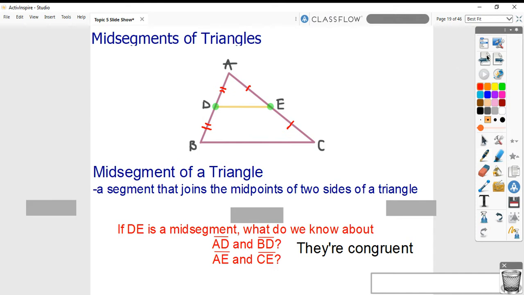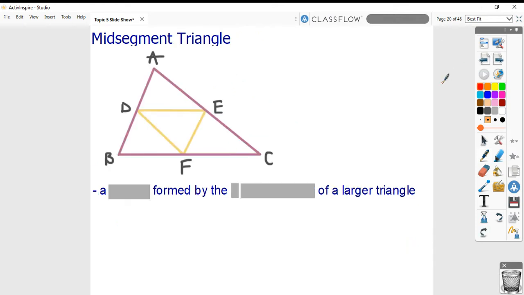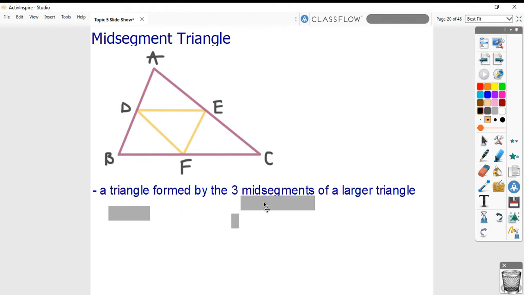Next thing we want to talk about is the mid-segment triangle. It is exactly what it sounds like. It is a triangle formed by all three of the mid-segments of a larger triangle. So that means D and E are both midpoints, and F is also a midpoint. D, E, and F are the midpoints of the sides of that triangle right there.